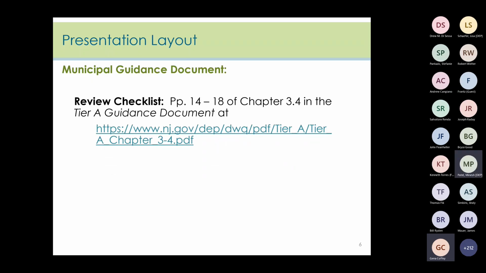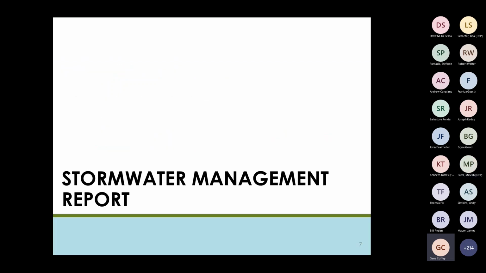The information required in the stormwater report is specified in the stormwater control ordinance, and checklists are available to help with the review. The reviewer must make sure that any information found missing from the report must be added before approval of the project. The checklist found at this link in the TRA guidance document here on the slide can help with your review of the report and help to just organize your observations and comments. This presentation is going to be laid out to follow along with this checklist. Now we're going to look at what the reviewer needs to be looking for in the stormwater management report.